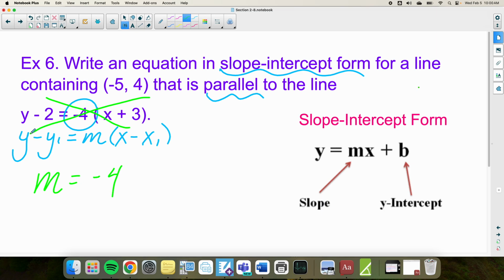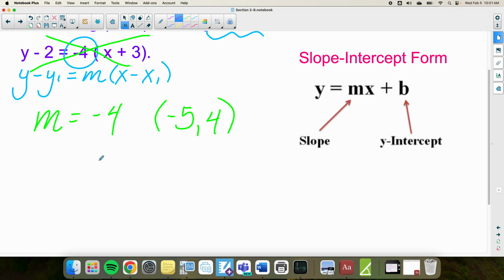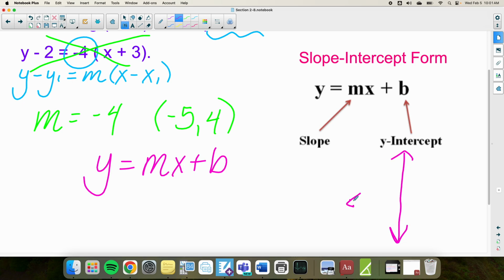Then it says to take the point -5, 4, and you're gonna write an equation for it, okay? So we're gonna write down y equals mx plus b, because this is in slope-intercept form. M is your slope, and I don't know if you remember this from algebra or not, but b is called your y-intercept, and it's where your line crosses the y-axis. So my line crosses the y-axis right here. So that's what y-intercept means, okay?